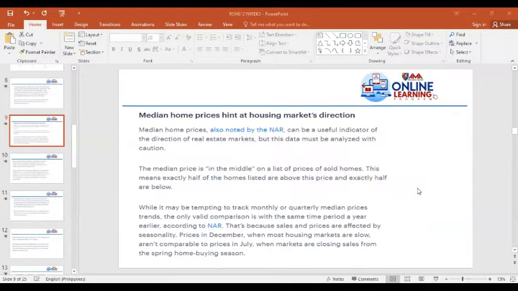Of course, in the selling of real estate, there are times when sales are strong, and there are times when sales are weak. So the prices in December, when most housing markets are slow, aren't comparable to prices in July, when markets are closing sales from the spring home buying season.